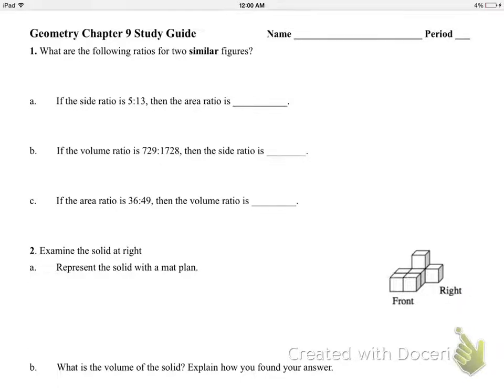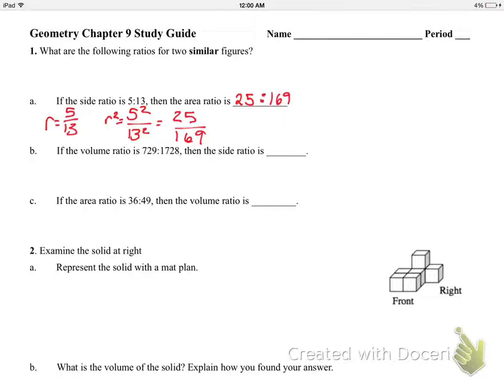On number 1, we have a side ratio of 5 to 13. The area ratio needs to take the side ratio and square it. So for this one, if R equals 5 over 13, R squared would equal 5 squared over 13 squared, which is 25 over 169. So the ratio would be 25 to 169.